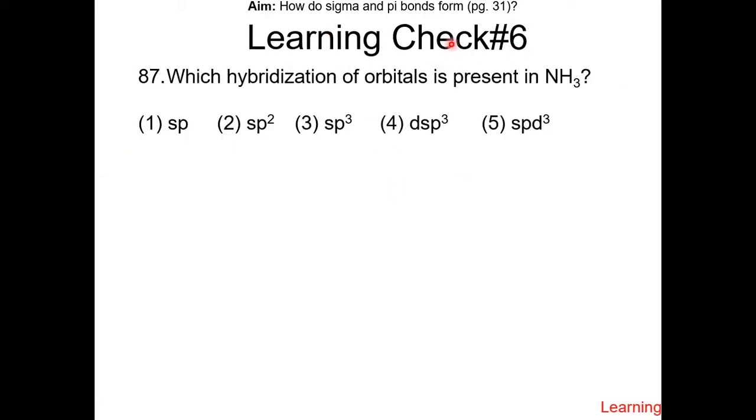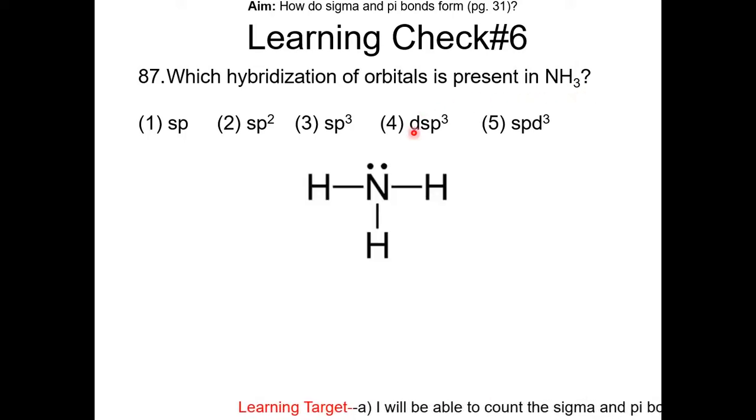Learning check number 6: which hybridization of orbitals is present in NH3? Pause the video, resume when completed. First we draw the Lewis dot diagram of NH3. There are 1, 2, 3, 4 electron dense areas. Therefore, the hybridization is sp3.